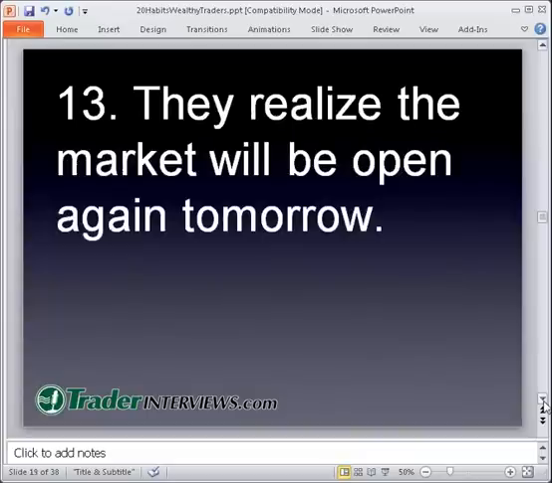Number 13. They realize the market will be open again tomorrow. We all are so afraid of losing trades. I know traders who would rather lose on a trade than miss a big trade. Now, how much sense does that make? They would rather lose money in their trading account rather than miss a trade that would go well for them. That makes no sense whatsoever. I'll take a flat account over a losing account every day. Ask me 10 times, I'll tell you the same answer.